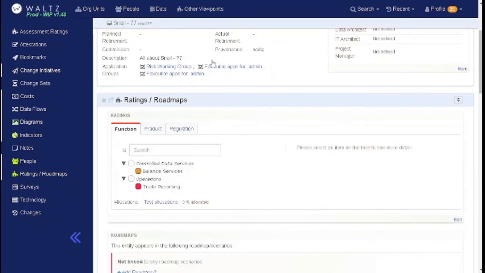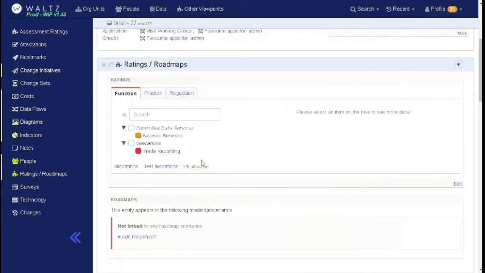Your ratings and roadmaps, again, we are looking typically at your other viewpoints here. There are other videos that document and discuss how ratings and roadmaps are used, so please look into those if you're interested. But this is really trying to look at, what does my application do? What does it map to? So in terms of the functional mapping, or in terms of what products is it using, or what regulation are we involved with? Again, it can be really useful to have a conversation internally with your stakeholders, and maybe even externally as well.